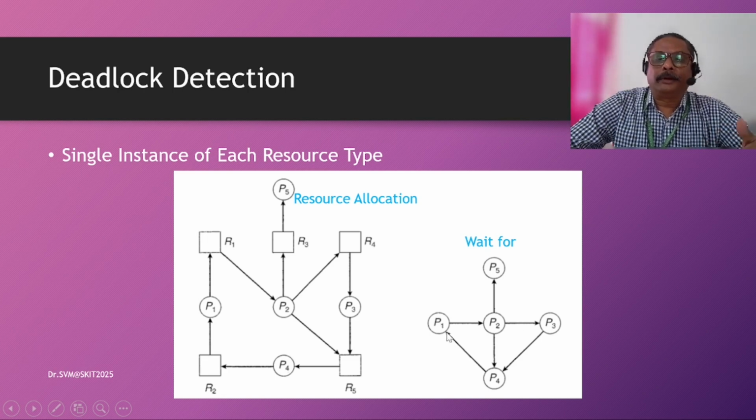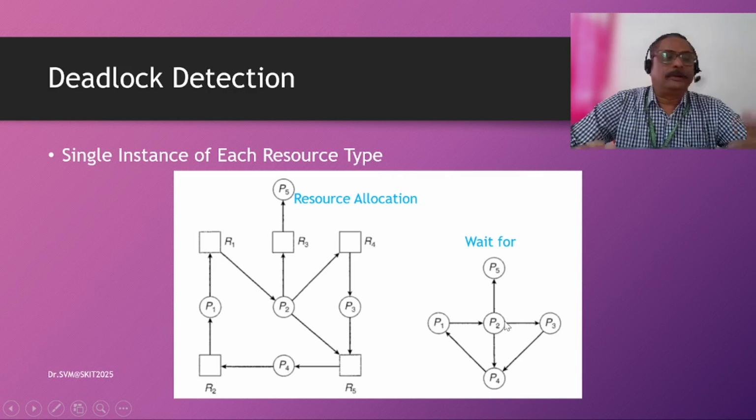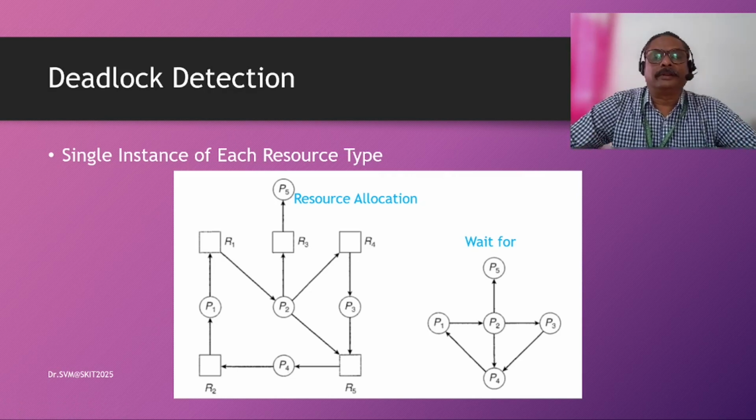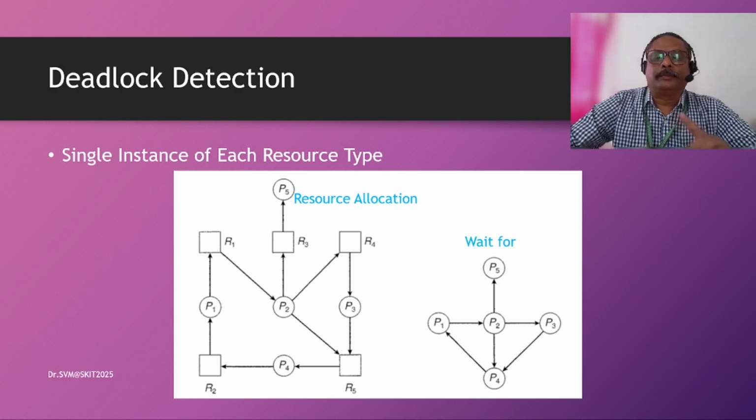For P1 to complete, P2 should complete. For P2 to complete, P3 should complete. For P3 to complete, P4 should complete. So there you can see so many loops, and that way you can say that the situation is deadlock. None of the processes can continue in this situation. P1 is stopped, P2 is stopped, P3 is stopped, P4 is stopped, P5 is stopped.